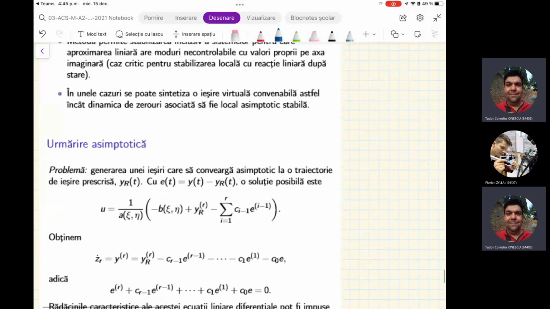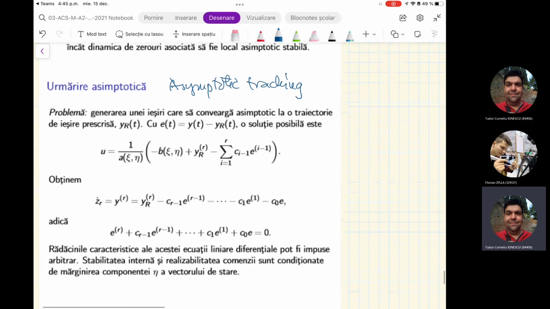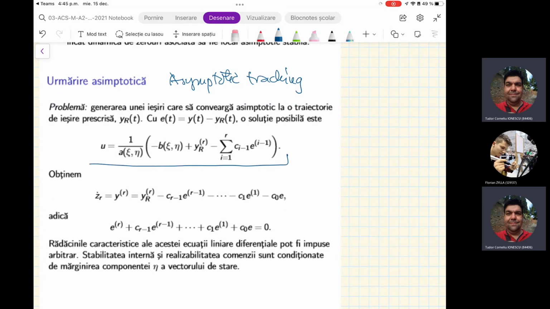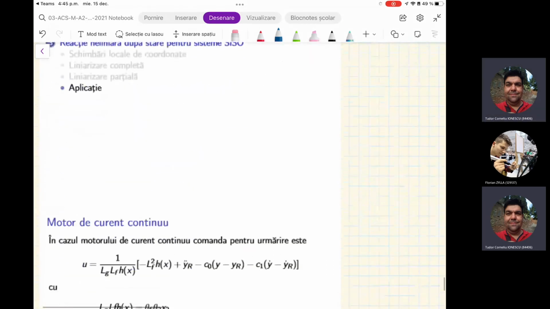We can also do asymptotic tracking. So all this feedback linearization, all this zero dynamics idea, which is a consequence of the feedback linearization, has a lot of applications. For instance, we can do asymptotic tracking. So this is nonlinear control again. And we can find a control that tracks a specific reference. This is the error, and the error can be made zero.